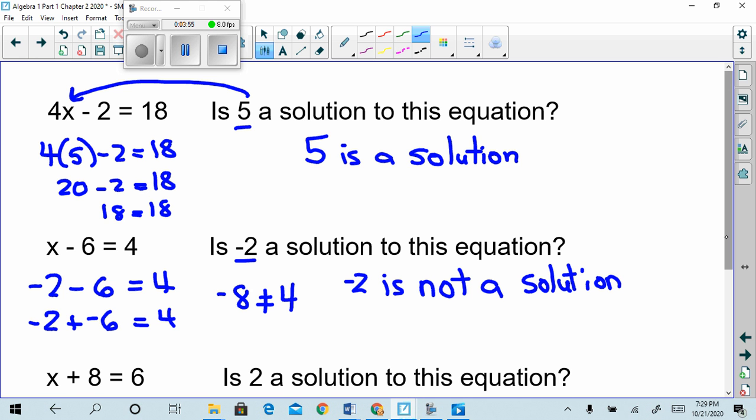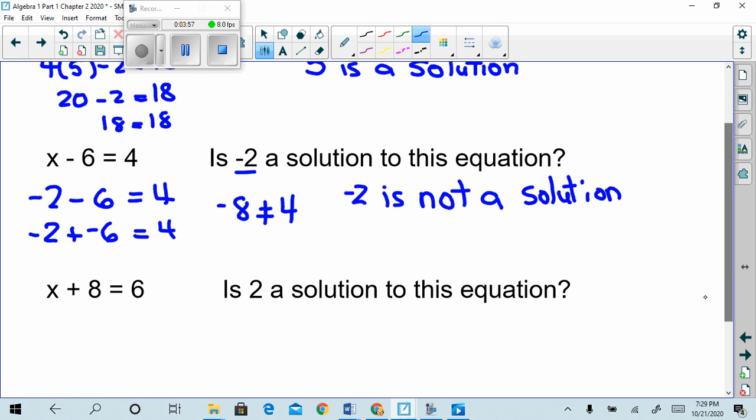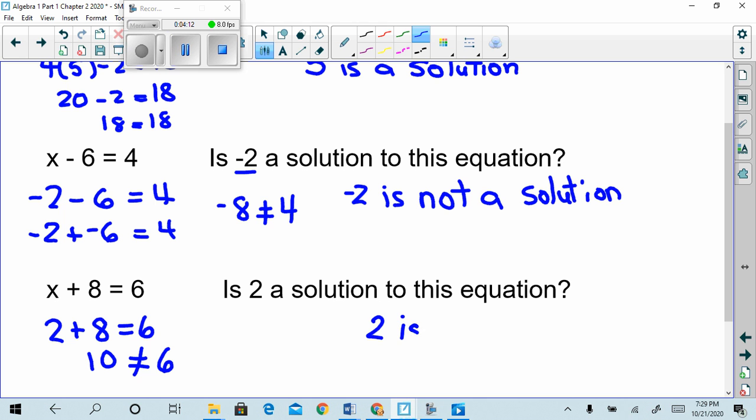On to the third. Is 2 a solution to this equation? Well, let's put that 2 in there. And as we simplify, it comes out to 10, and 10 does not equal 6. So again, in this case, 2 is not a solution. So this is what you do when you solve an equation. I ask you to do the check. So now we've actually done the check before we've done any solving.